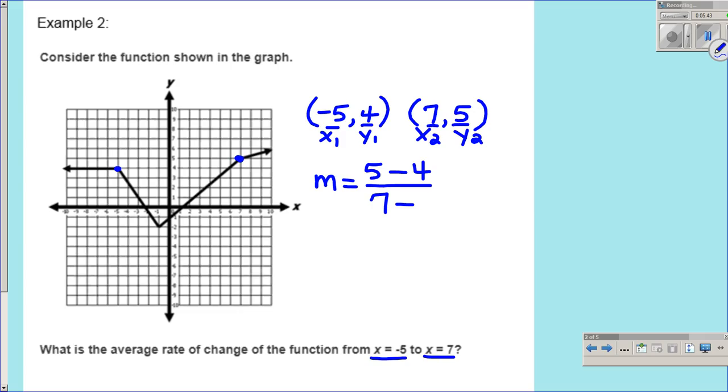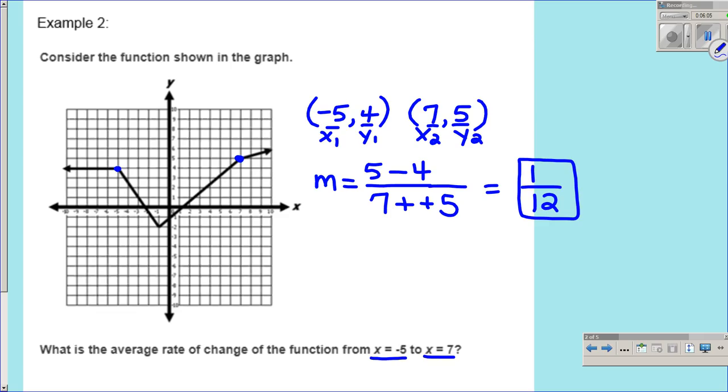Be careful here, this is a negative 5. 5 minus 4 simplifies to positive 1. And with our integer rules, when you subtract a negative, this becomes plus a positive. So 7 plus 5 simplifies to 12. So the average rate of change is 1 over 12.